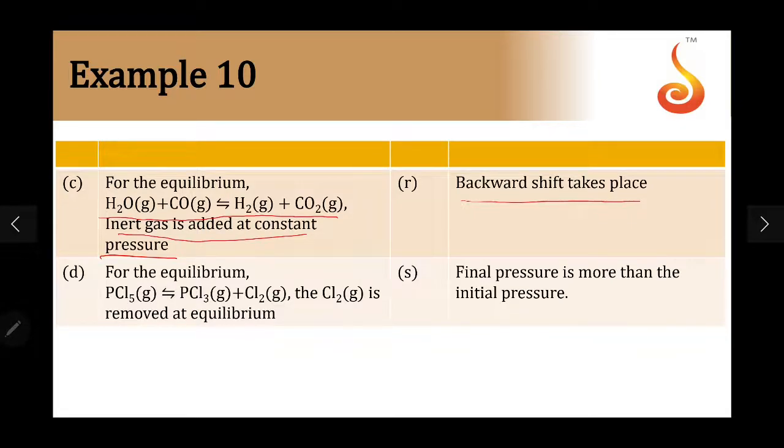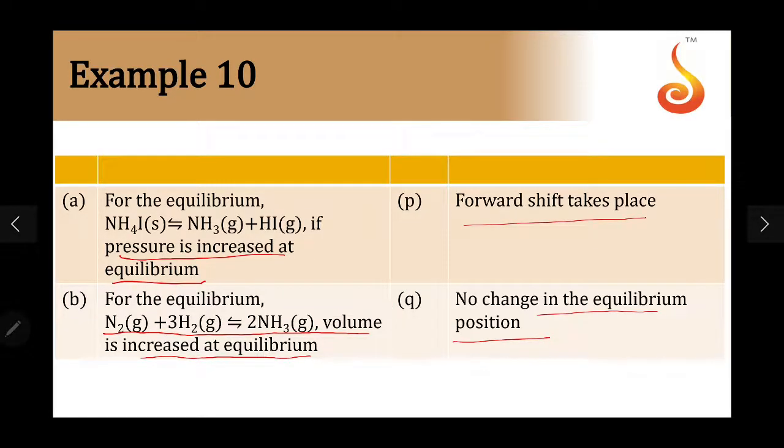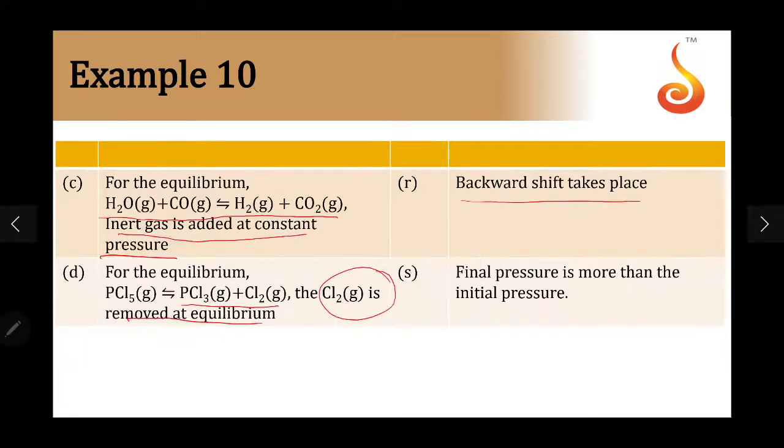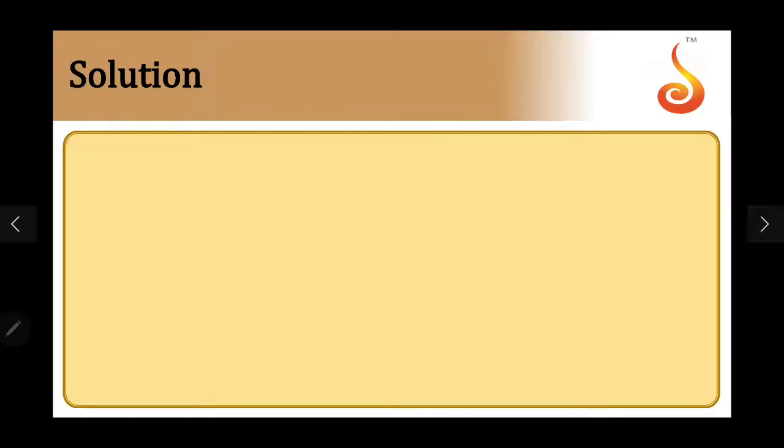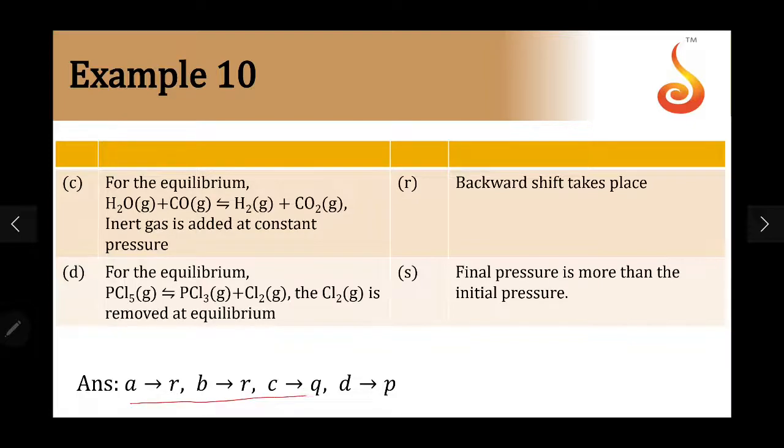Then PCl5 gives us PCl3 plus Cl2. So Cl2 gas is removed from the equilibrium. If I remove the Cl2 gas from equilibrium, obviously it favors the forward direction. So I can map this to P. So A to R, B to R, C to Q and D to P. That is the answer for this. AR, BR, CQ and DP. Go to the next question.